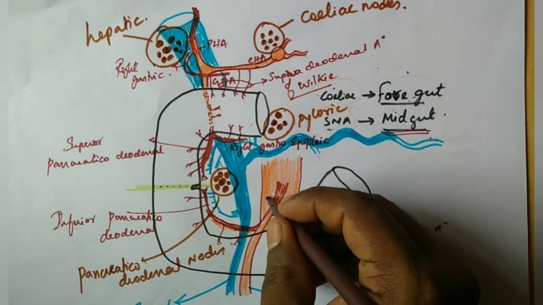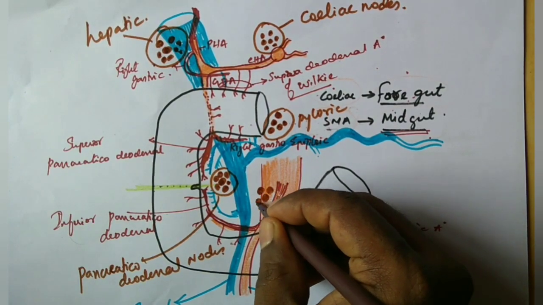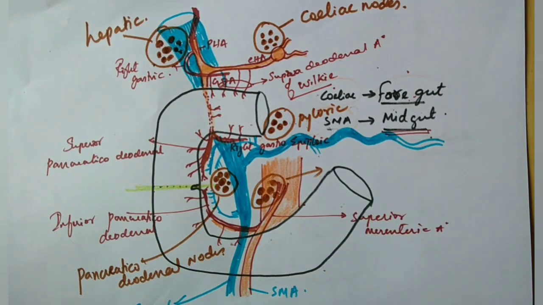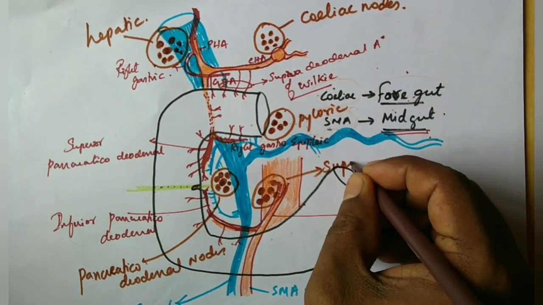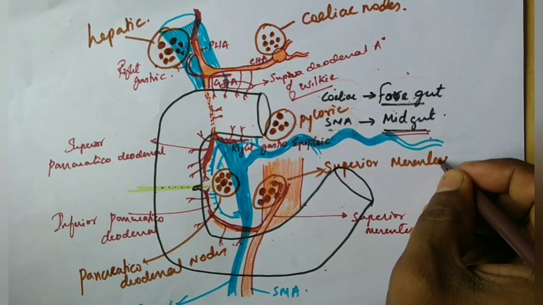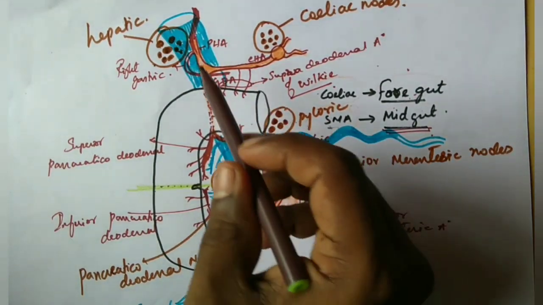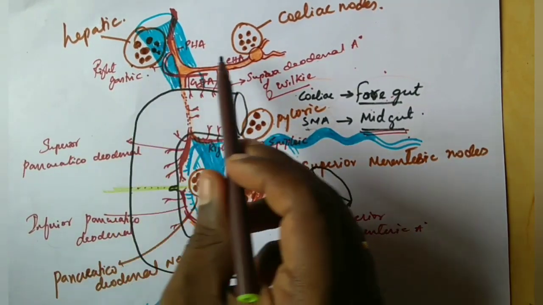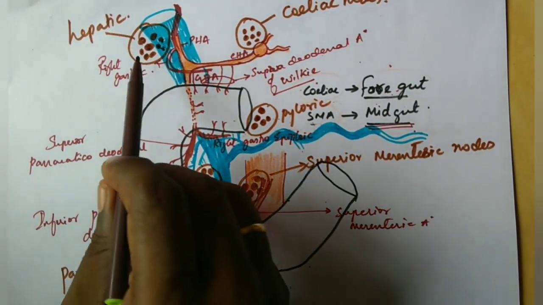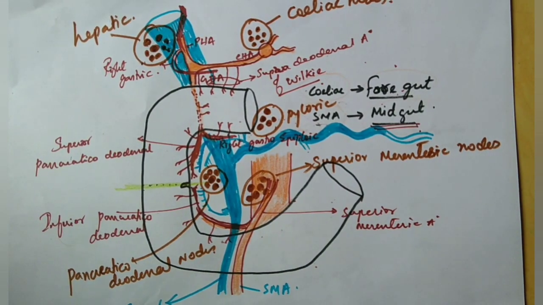At last, nodes associated with the superior mesenteric artery. These are the superior mesenteric nodes. Okay, now we need to know about 5 groups of nodes. One is the pancreatico-duodenal nodes, hepatic nodes, celiac nodes, the pyloric nodes, and the superior mesenteric nodes.